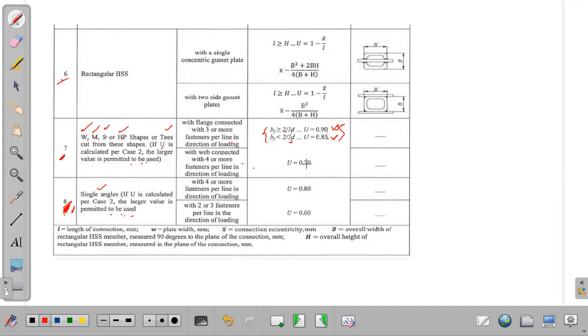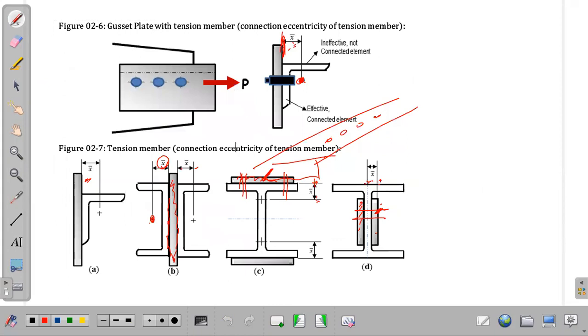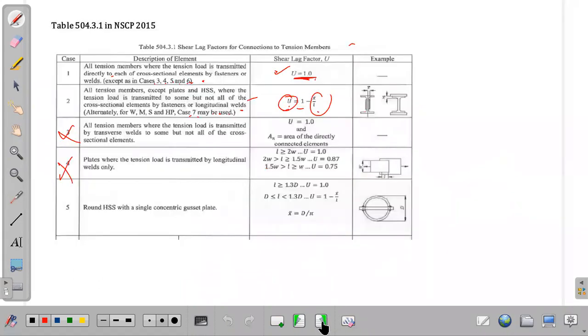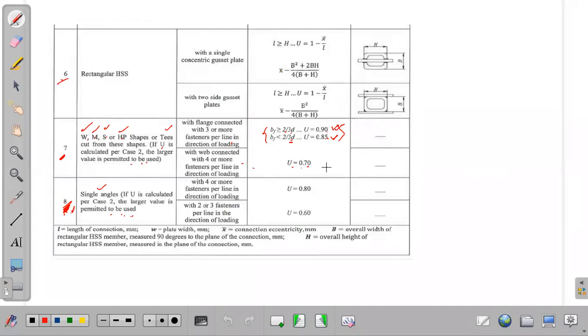Tapos yung isa, U is equal to 0.7 pagka yung connection sa web. So ito, connection niya sa web. Ito. So pagka ganyan, 3 or more, ito yung web natin, pag ganyan. Okay? So 3 or more yung bolt natin dito. Connection. Okay? U is equal to 0.7.